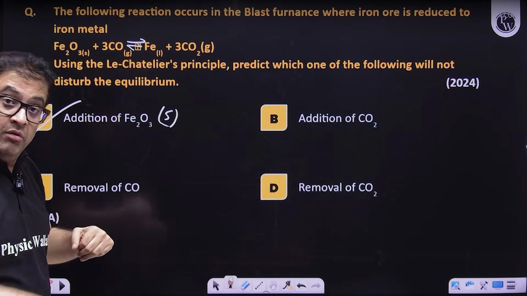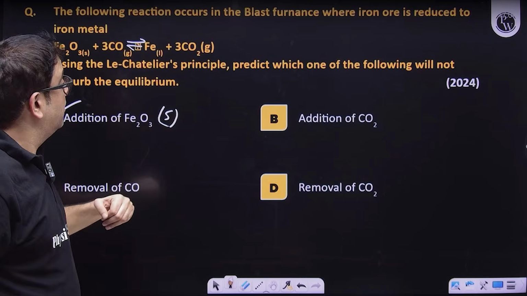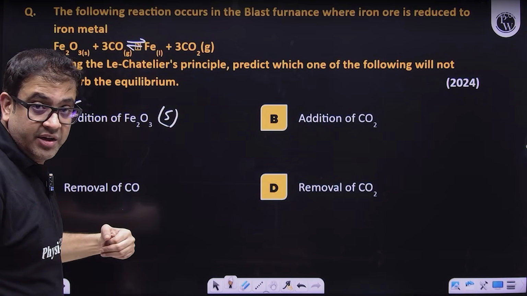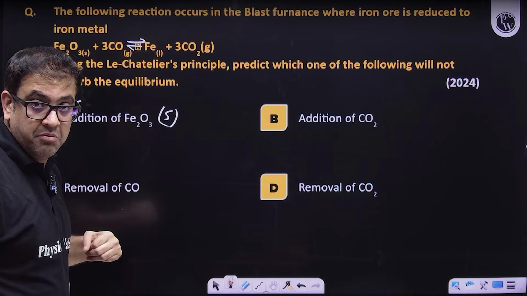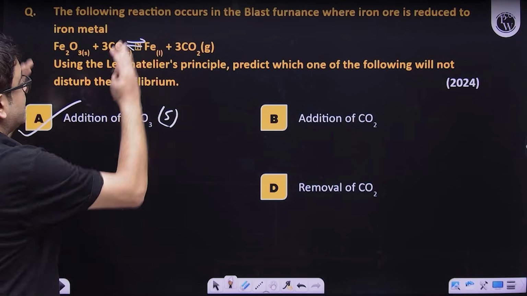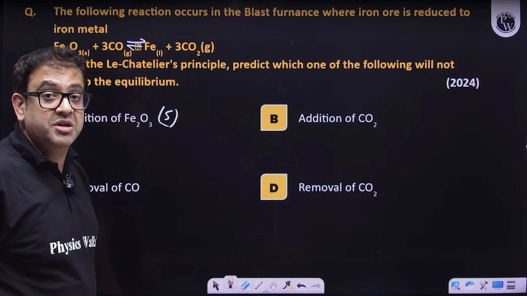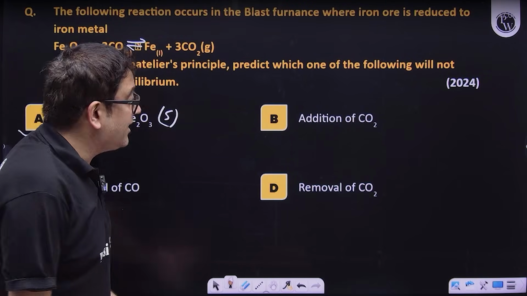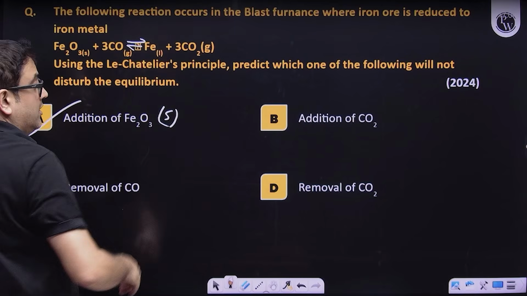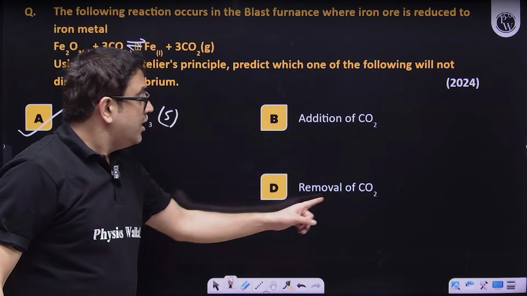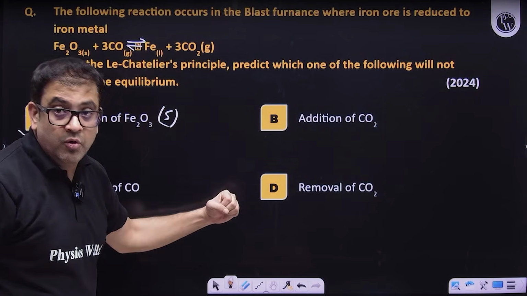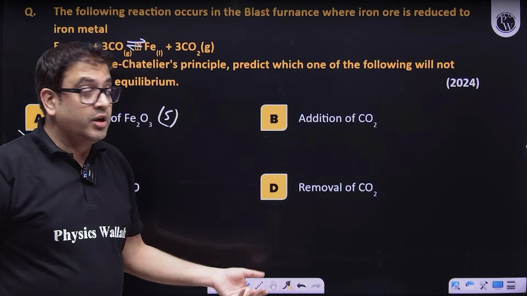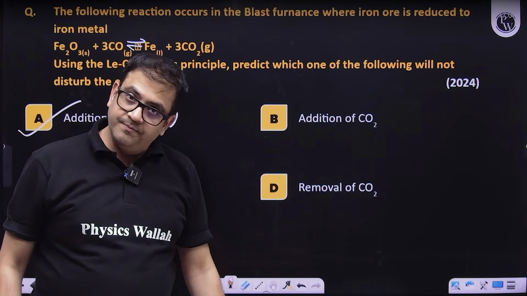Reactant is removed, reaction says, "Arey, reactant is decreasing," so it will try to increase the reactant. For increasing, it will come backward, so equilibrium gets disturbed. Removal of CO2: if CO2 is removed, it will say, "Product is getting reduced," and it will proceed forward. Moving ahead.